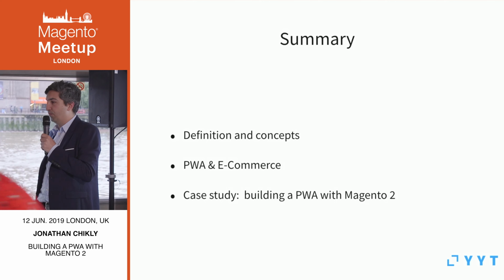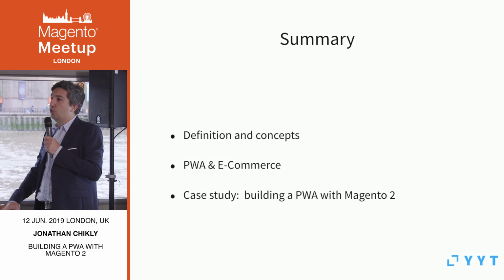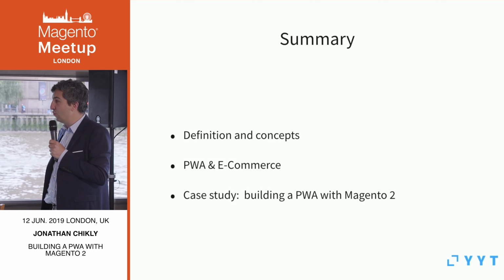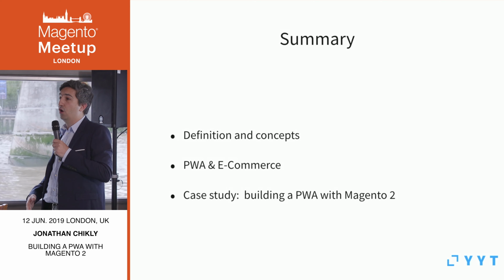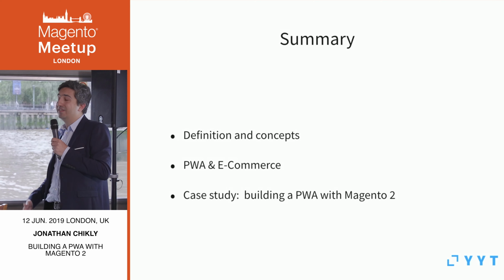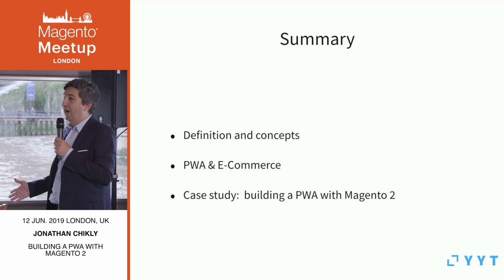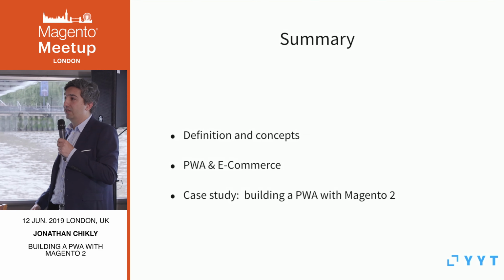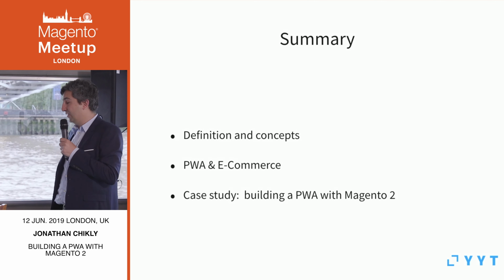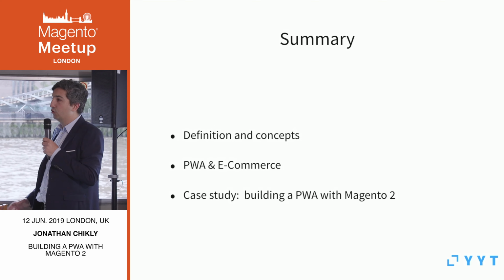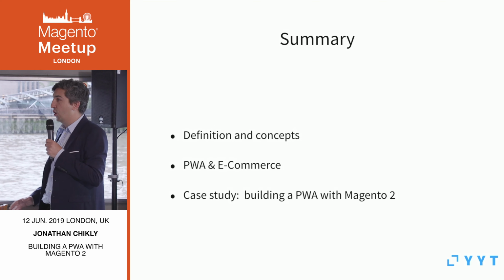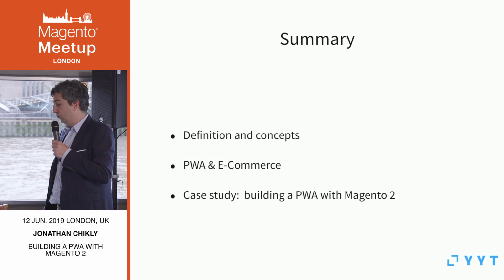So, the presentation is built around 3 sections. The first section is about progressive web applications. So we're going to review what is a progressive web application, as well as the main technical concepts around it. The second section will be about progressive web applications and e-commerce, and we're going to review some of the main frameworks currently available to build progressive applications with Magento 2.